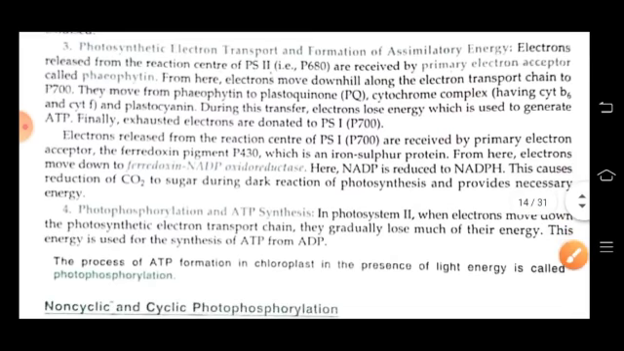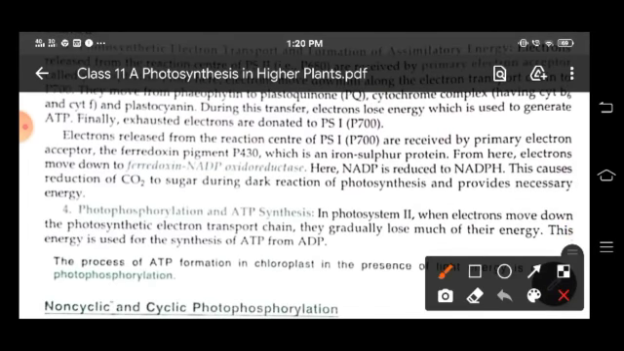Now, electrons which are released from the reaction center of photosystem 1 are received by the primary electron acceptor and the ferredoxin pigment, which is an iron sulfur protein. From here, the electrons move down to ferredoxin NADP oxidoreductase, and here NADP is reduced to NADPH. This causes the reduction of carbon dioxide to sugar during the dark reaction of photosynthesis and provides the necessary energy.